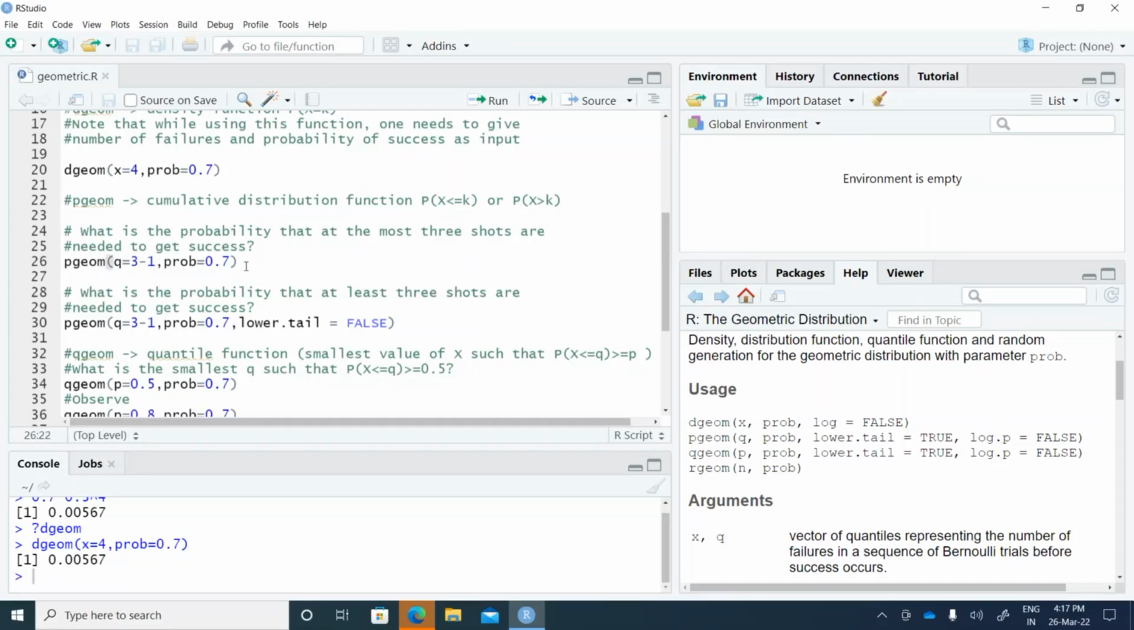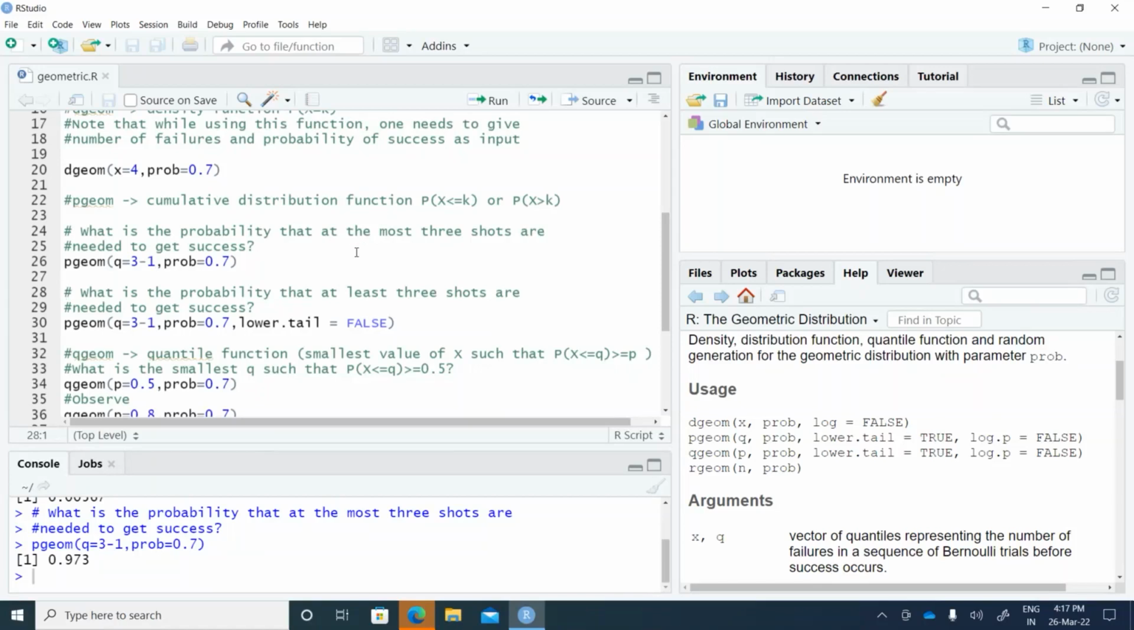Let me run this command and check the answer. The answer has come out to be something like 0.97. Okay, this was the probability that at most 3 shots are needed to get the success.